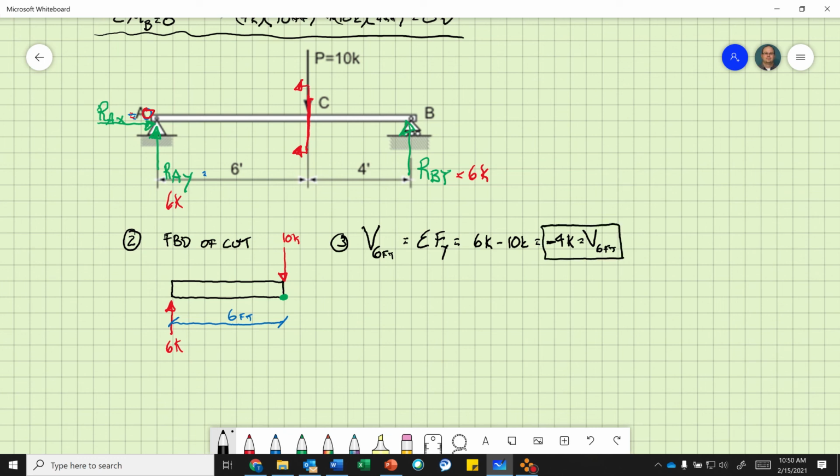Okay? So it's a negative shear. I don't care if it's negative or positive, it's just the way it's deforming. I'm just looking at that magnitude. Okay? Now, let's find the moment at 6 feet, which equals sum of the moments. And remember, I am using this as my rotation point, the cut point.